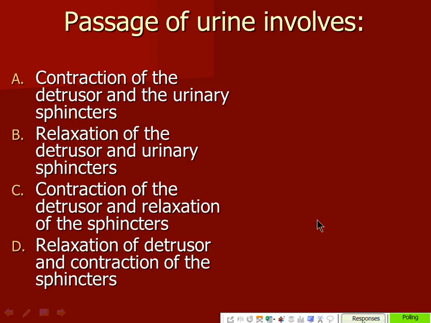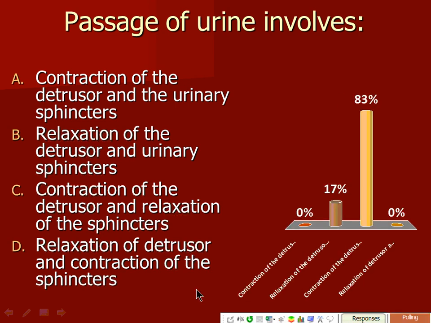So let's look at this question. What does passage of urine involve? Well, most of you got it right. It is contraction of the detrusor and relaxation of the sphincter. You can't relax the detrusor and the sphincters. If you relax the detrusor, then urine will just remain there. You have to contract it to squeeze the urine out.